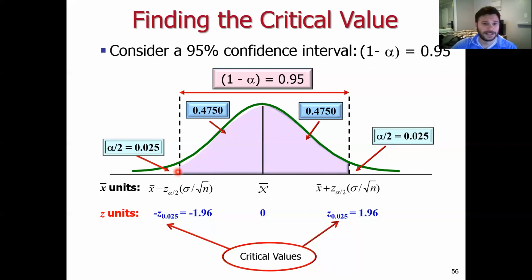Okay, we recognize that if we're trying to capture 95% of the area underneath that distribution symmetrically on both sides, then we can divide that area in two and use our typical standard one-sided normal distribution table. So let's go ahead and do that. Okay, we're looking for a table value of 0.4750.